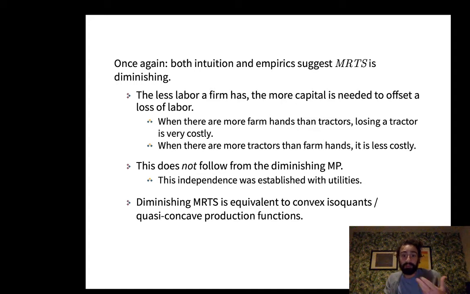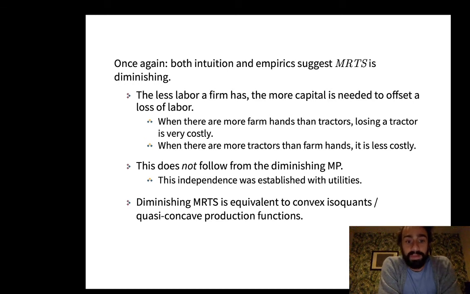This does not follow from diminishing marginal productivity, and we've already established that independence between diminishing marginal productivity and diminishing marginal rates of substitution when we were talking about utilities. Remember that you can take monotone transformations and the marginal rate of technical substitution, or the marginal rate of substitution, would remain invariant, which means that it doesn't follow from any cardinal property of the production function, or utility function, and therefore it's not related to those properties.